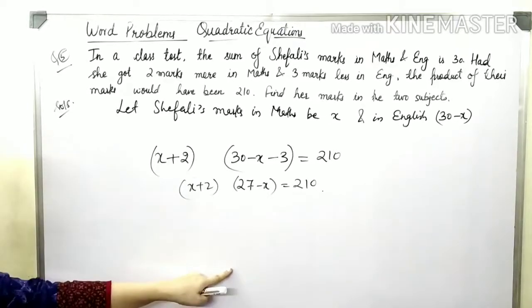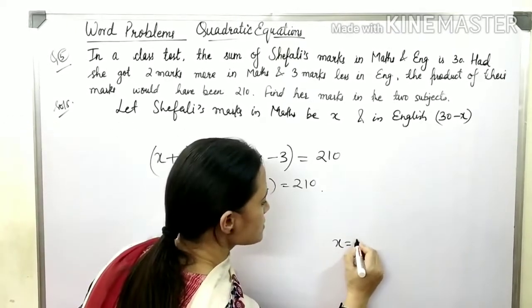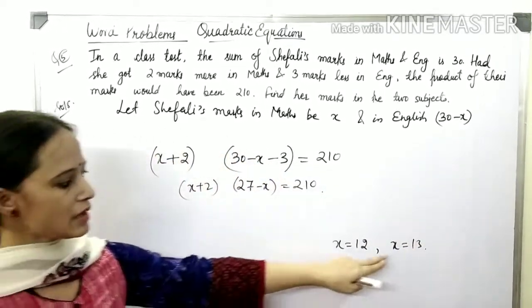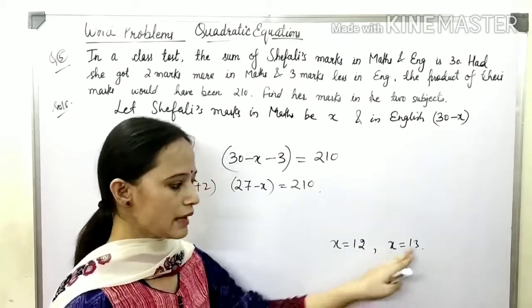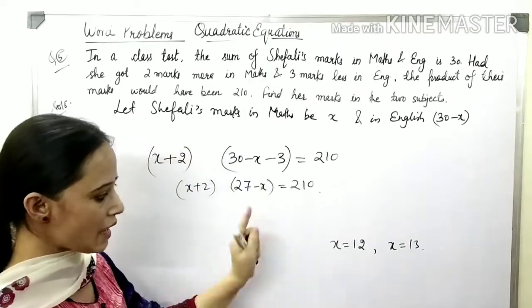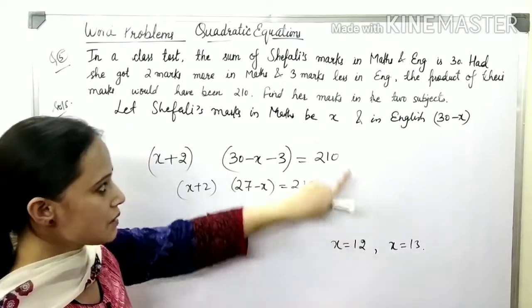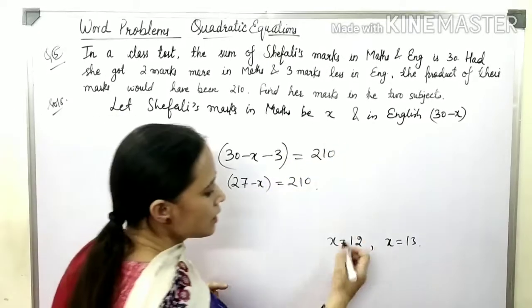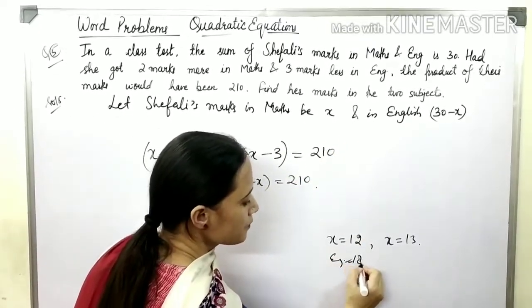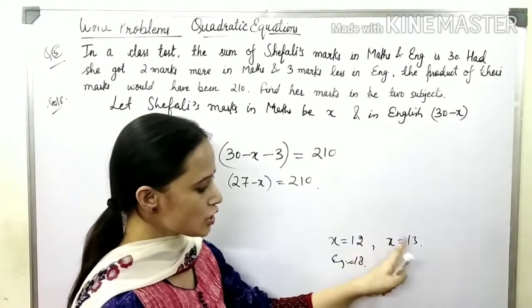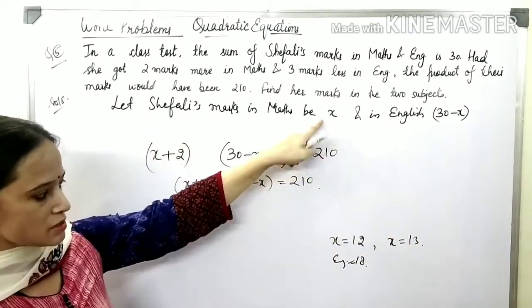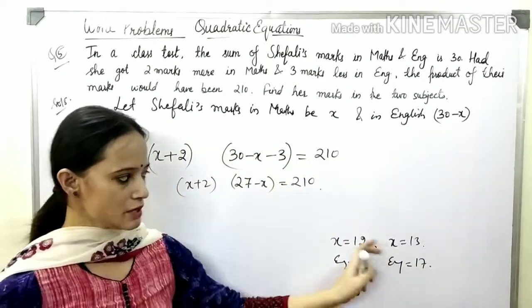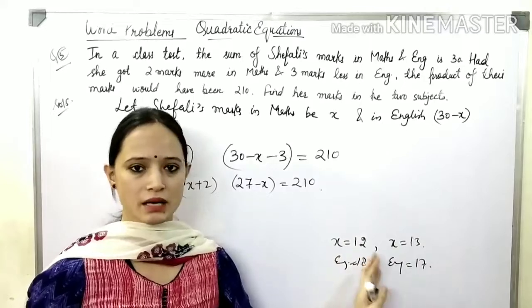Now after solving, you will get x equals 12 and x equals 13. Here both the values are valid. You cannot neglect any one of them. So you will write, if she got 12 marks in maths, in English she gets 30 minus x, that is 18 marks. And the second case is, if she got 13 marks in maths, then in English she gets 17 marks. So these two possibilities are there, and both the answers are correct.